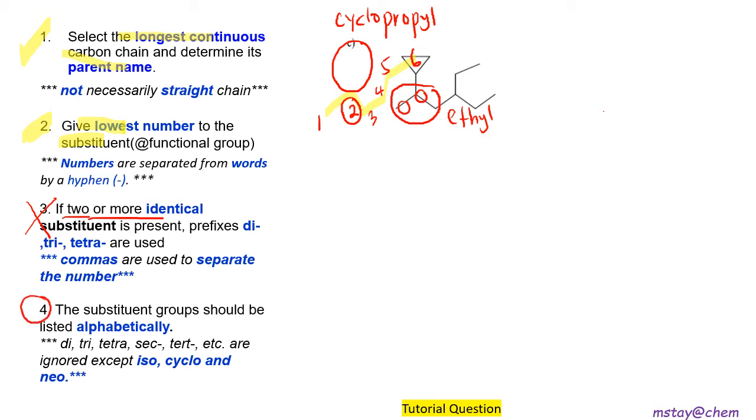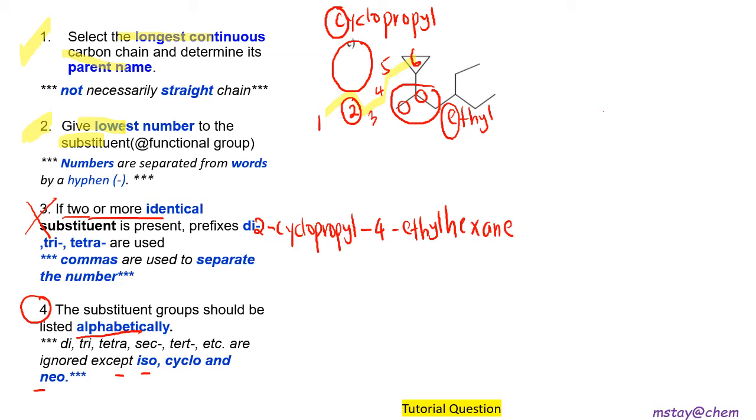Next, we go to step number 4. We group the substituents according to alphabetical order, including iso, cyclo, and neo. For cyclopropyl, we consider the C. For ethyl, definitely consider the E. So C and E, C comes first. That's why the name for this compound is 2-cyclopropyl-4-ethylhexane. Reminder again, in between numbers and words, we separate them using a hyphen: number-word, word-number, and so on.